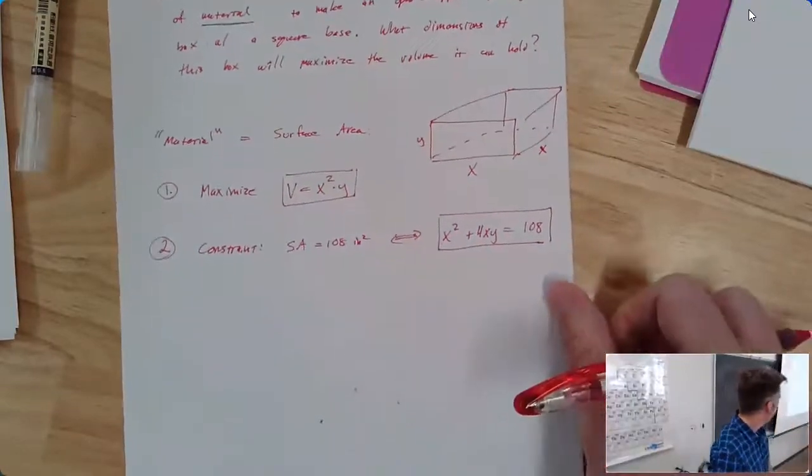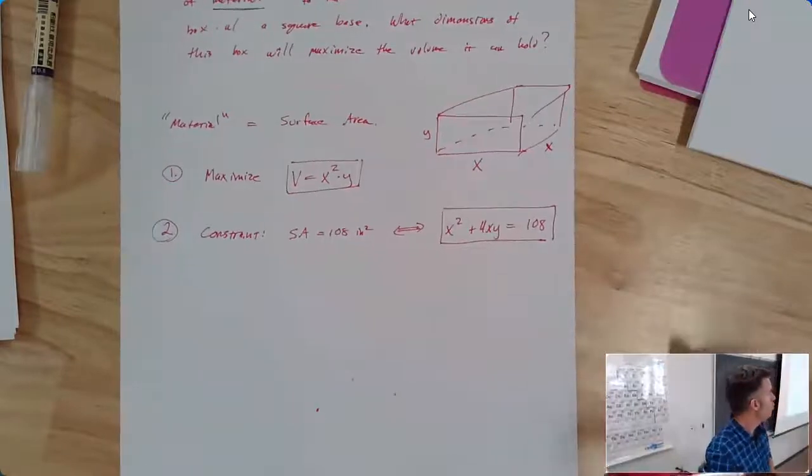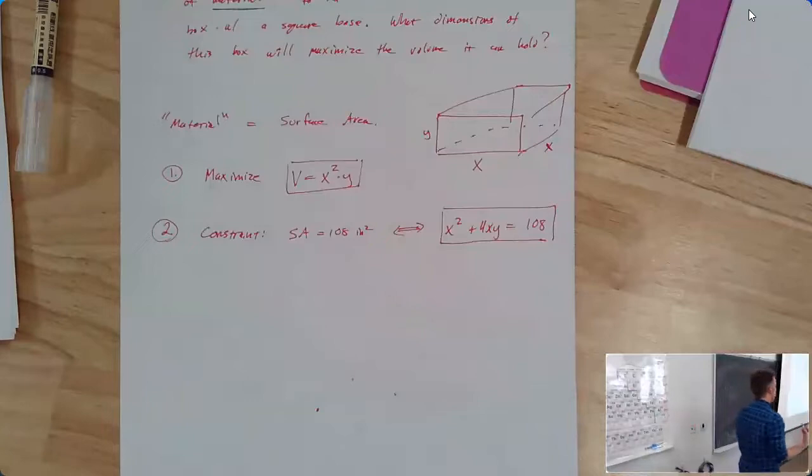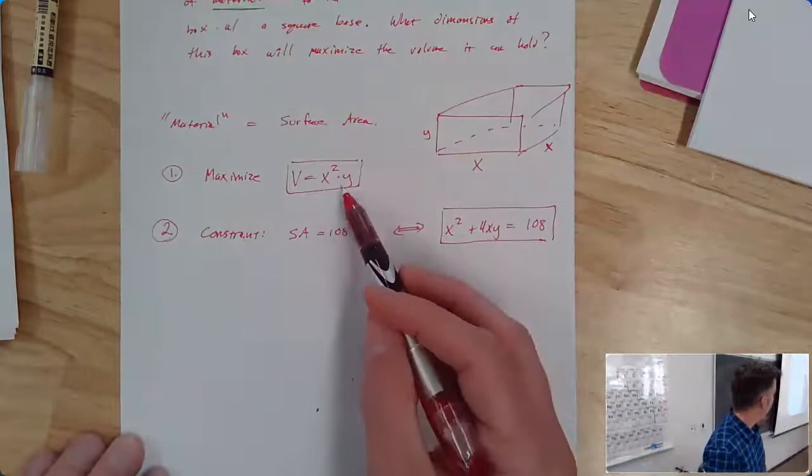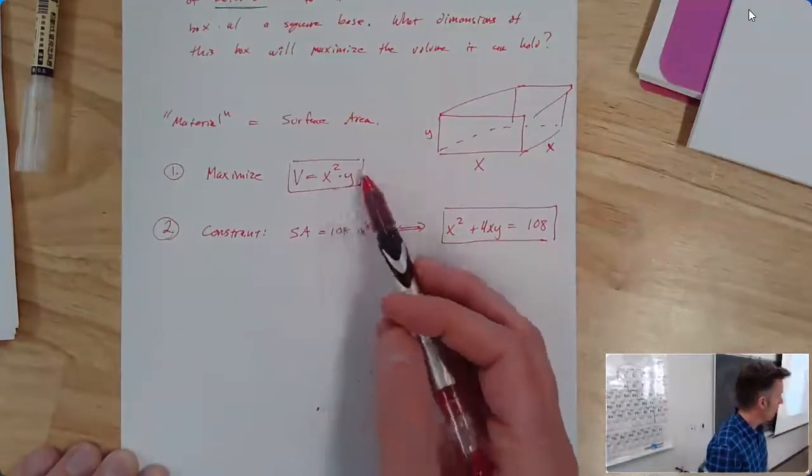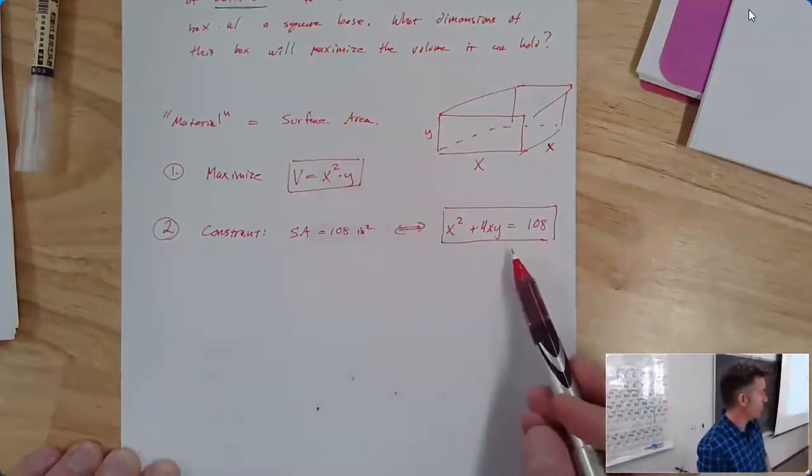Typically, the thing we want to maximize or minimize is going to have too many variables. Because really, we know that if we want to maximize a function, we can take its derivative, set it equal to 0 to find the critical point, and then see if it's a max or a min based on the first derivative or the second derivative. But to do any of that, we need our function to be a function of one variable. And this is a function of 2 variables. That's where the constraint comes into play.